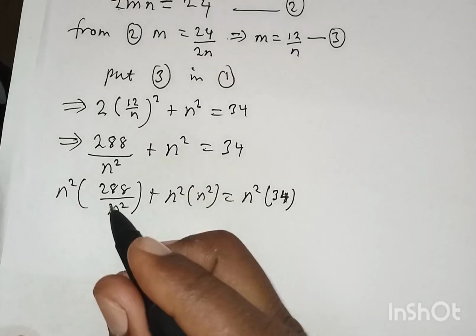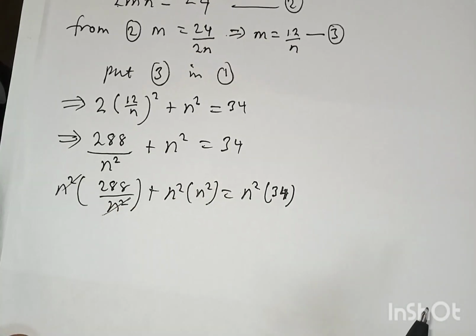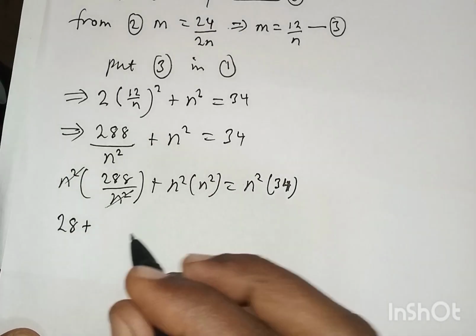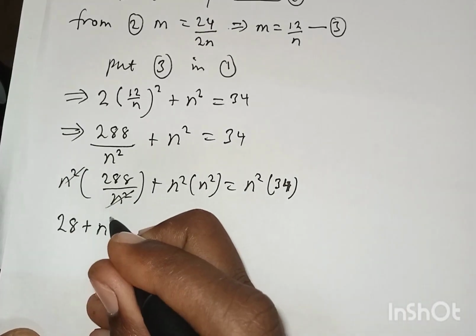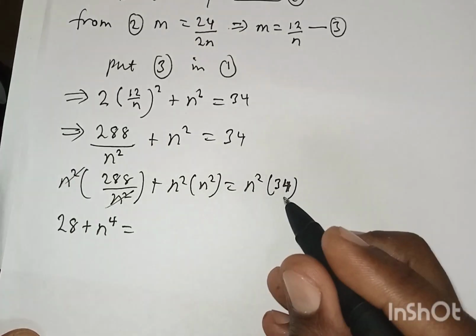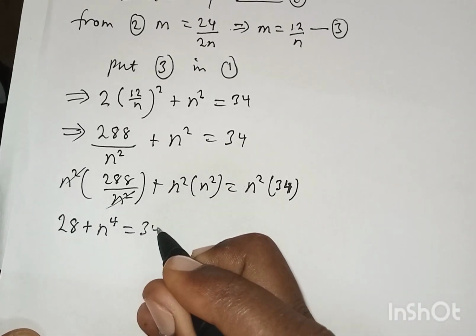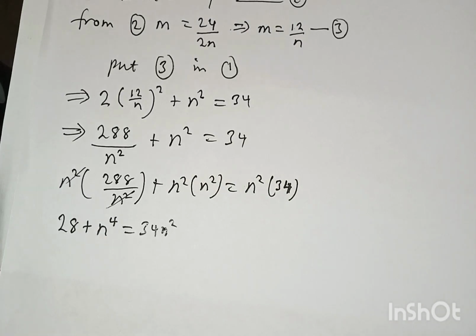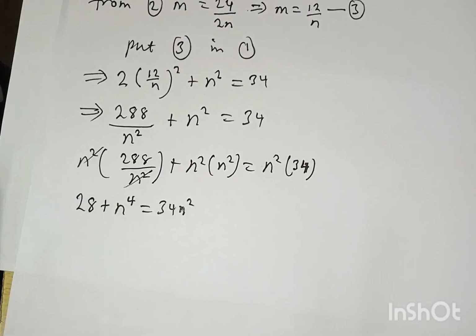Now from there, we know that n square cancels n square. So we have 288 plus n square multiplied by n square, we have n power 4, equals n square times 34, which is the same thing as 34 n square. So now let us rearrange and take this 34 n square to the other side.